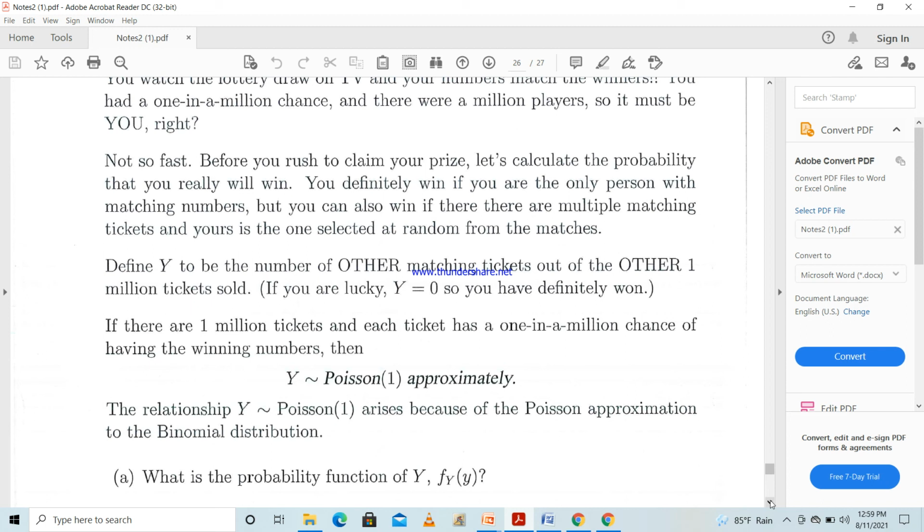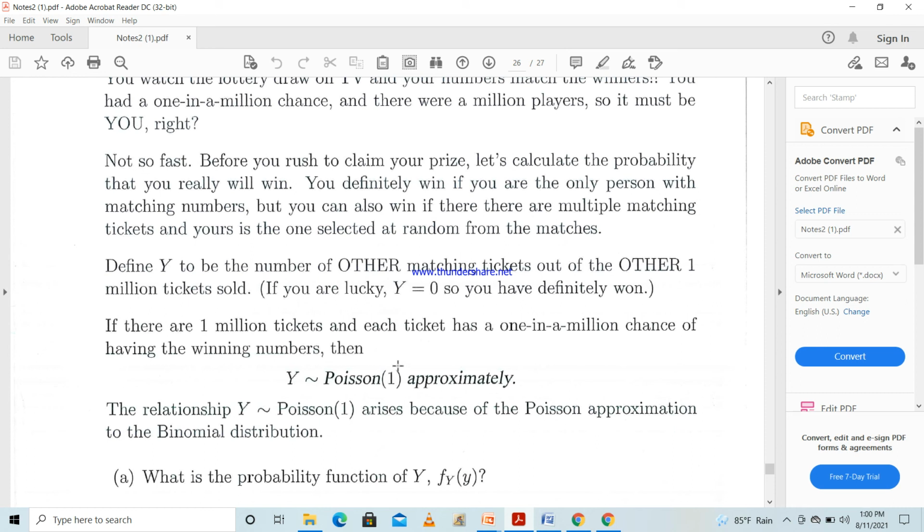But in this case, if you take the number of tickets, that is 1 million, and the probability is 1 over 1 million. So if you take np, it is close to 1. So we can use the Poisson approximation here. That's why if you take the other winning tickets as Y, it has a Poisson distribution with lambda approximately equal to 1, because np is approximately equal to 1 here.